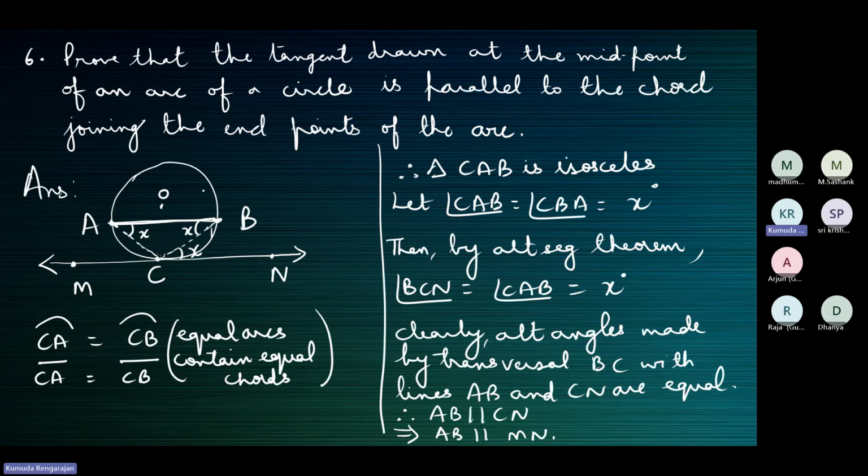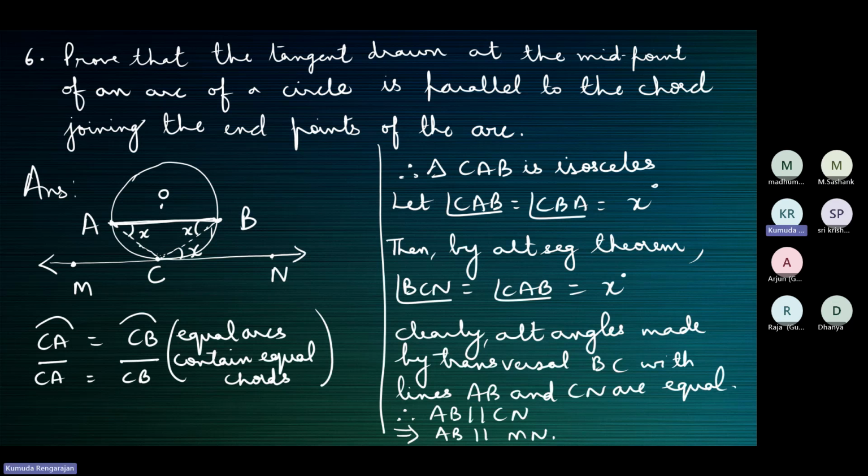So here is circle arc AB, the endpoints of the arc are A and B. C is the midpoint of the arc AB. Through the midpoint C, we have a tangent MN. We need to connect the endpoints of the arc to get the chord AB. We need to prove that the chord AB is parallel to the tangent MN.